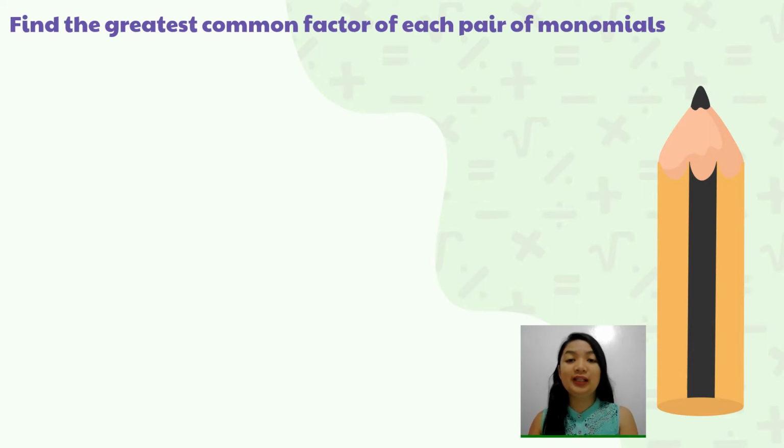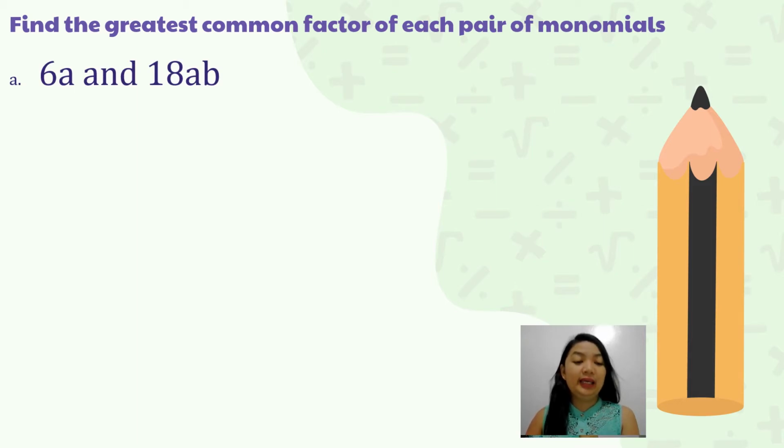To understand this further, let us have the following examples. 6a and 18ab. According to our discussion a while ago, the numerical coefficient must be the greatest number that is a factor of the terms. So, what is the common factor between 6 and 18? To do that, we must factor out 6a.